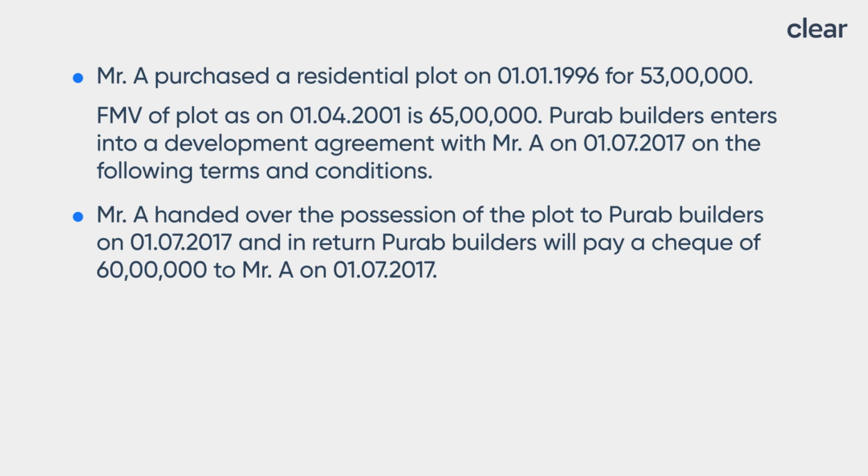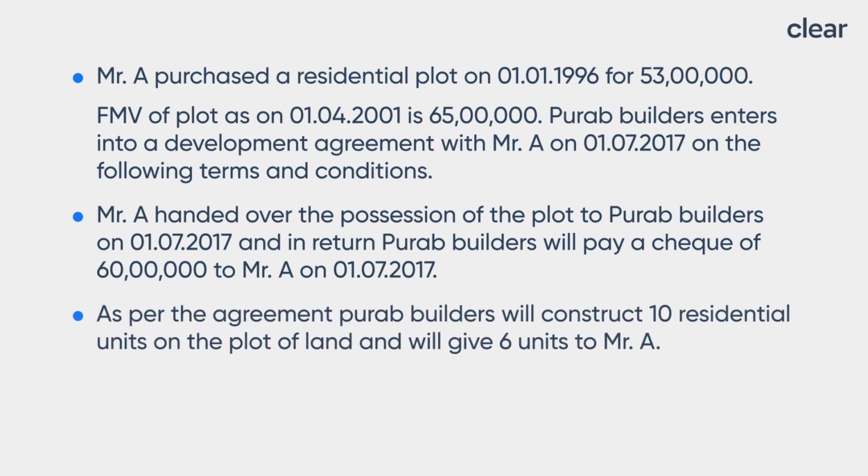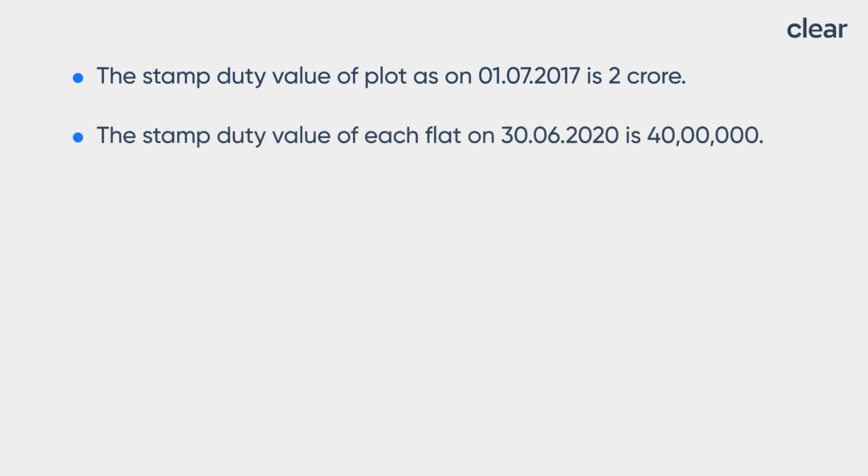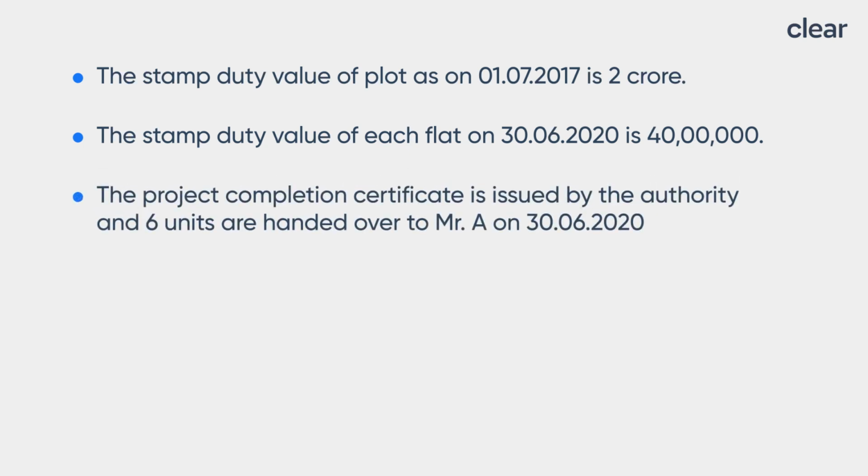As per the agreement, Purab Builders will construct 10 residential units on the plot of land and will give 6 units to Mr. A. The units will be completed by 30/6/2020 and on that date, 6 units will be handed over to Mr. A. The stamp duty value of plot as on 1/7/2017 is 2 crore. The stamp duty value of each flat on 30/6/2020 is 40 lakhs. The project completion certificate is issued by the authority and 6 units are handed over to Mr. A on 30/6/2020. I hope you are with me so far.